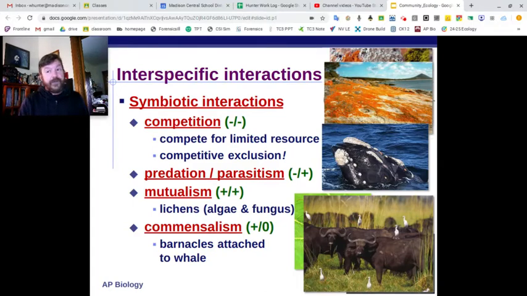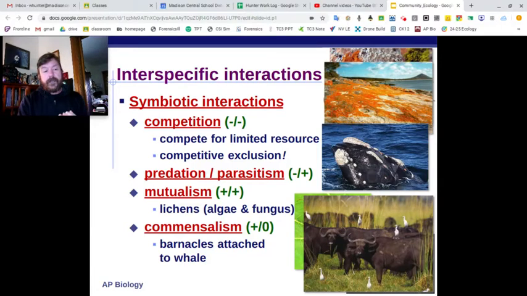The first one is competition. Competition is an incredibly strong driver of evolution. They're competing for limited resources, and so you see competitive exclusion in these places. It is negative for both species, because any type of competition reduces the population's ability to gather energy.